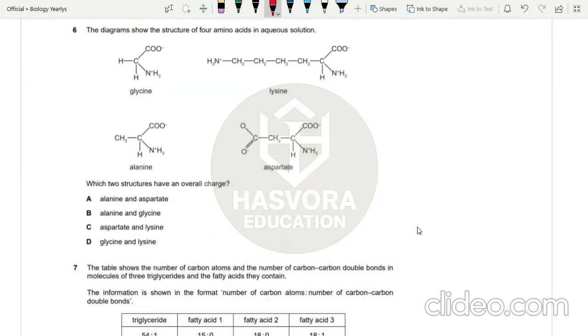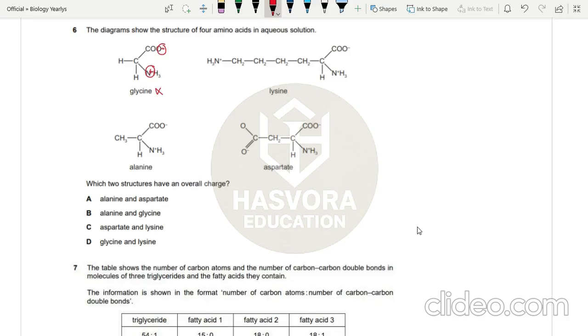Six says the diagram shows the structure of 4 amino acids in aqueous solution. So which two structures have an overall charge? Now to look for the overall charge, you have to look for the negative and the positive ions. So you can see that it has a negative charge here and the plus charge here. So this positive and this negative cancel each other out. So in the end it has a neutral charge, so it does not have an overall charge.